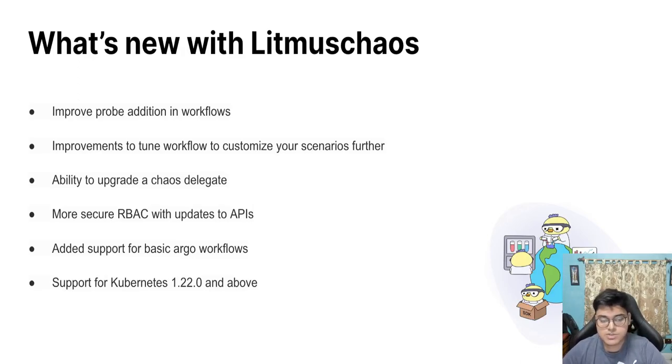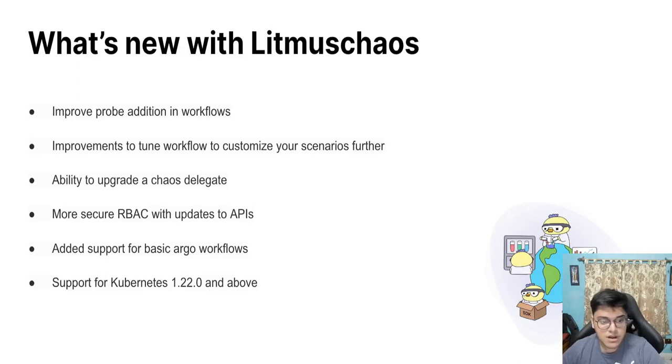So let's say the community has pushed a new feature, a new upgrade of the chaos delegate. With the new versions of Litmus, you'll notice there's an upgrade option on the chaos delegate side. If you're on the latest deployed version of Litmus and there's an upgrade available for your chaos delegate, then Litmus would suggest that you go ahead and update your chaos delegate to the latest version. If you're already on the latest version, the button would be disabled. But if you're a little lagging behind on the update, then Litmus would show you the option to upgrade your chaos delegate to the latest version.